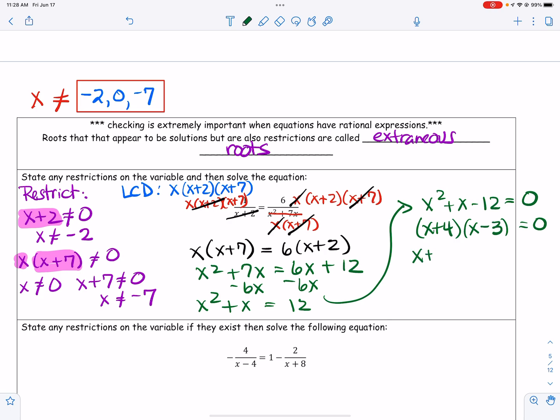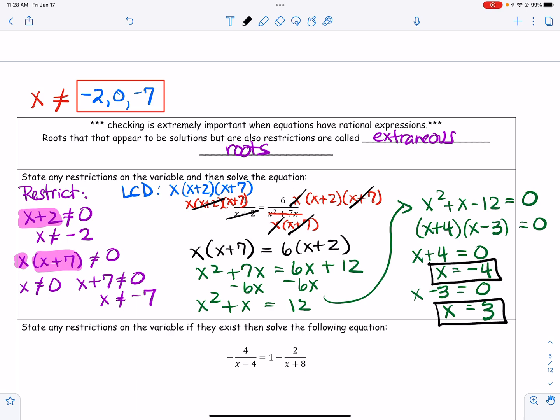So that says x plus 4 equals 0. So x is negative 4. And x minus 3 equals 0. So x is 3. And since neither one of those is a restriction, then those would be my two solutions. X is negative 4 and x is 3.